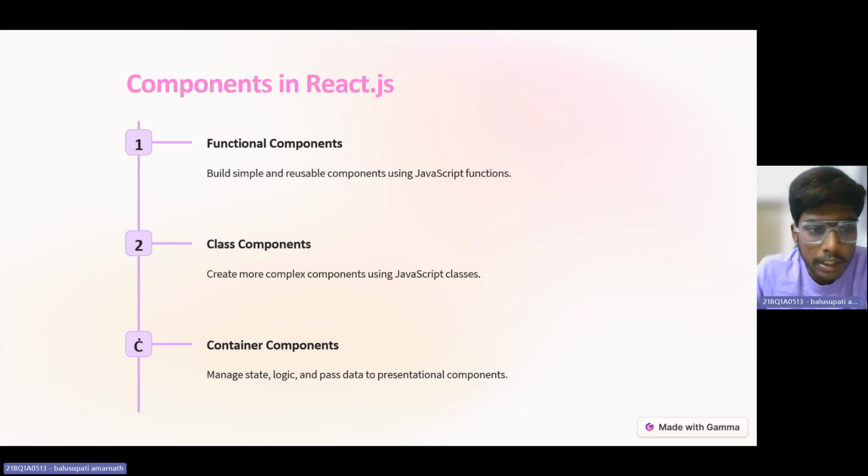Components in React.js. There are in total three. One is functional, second one is class, and the third one is container. In the functional components, it builds simple and reusable components using JavaScript functions. And in class components, we create more complex components using JavaScript classes. We can consider it as a somewhat advanced version of functional components. And the final one is container components. Manage state, logic, and pass data to the presentation components.